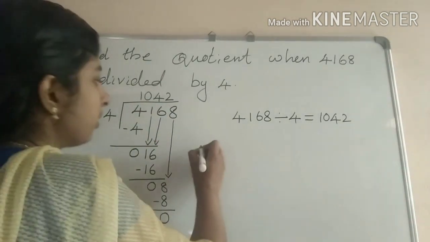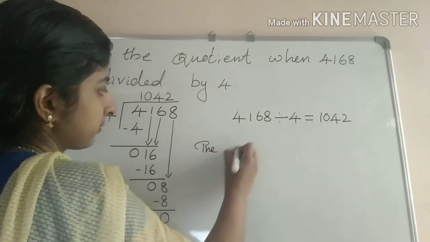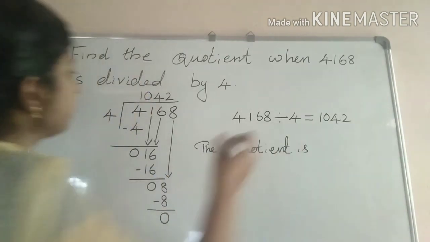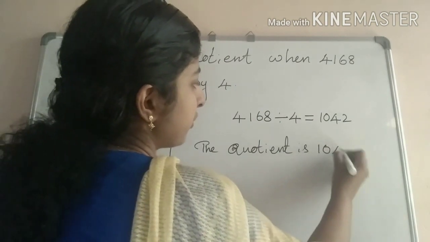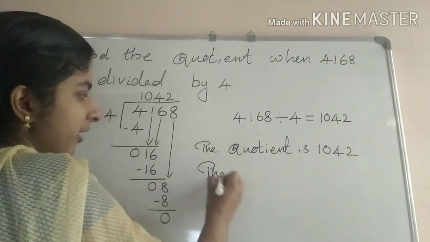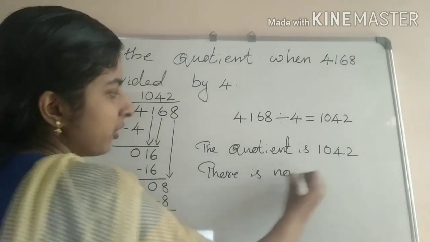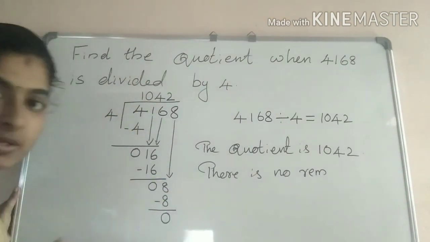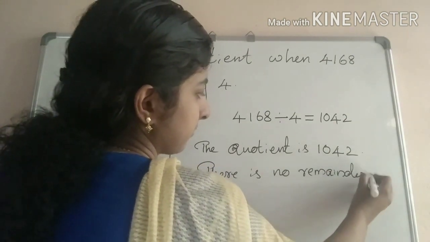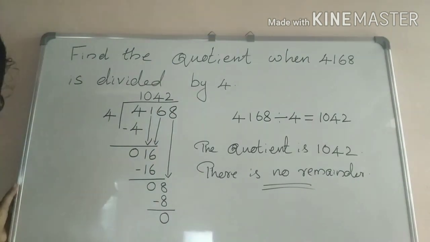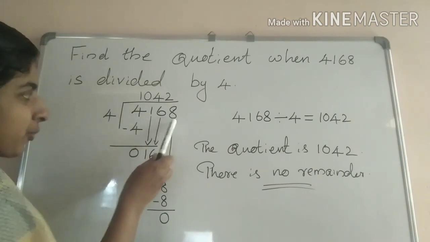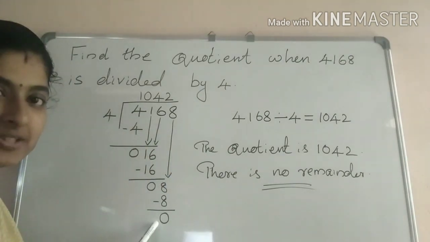Okay. The quotient is 1042 and there is no remainder. There is no remainder because here the remainder is 0. Okay, there is no remainder. Here this problem is a division with regrouping and without a remainder.